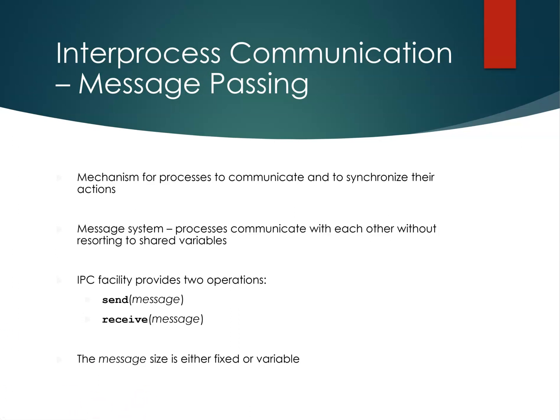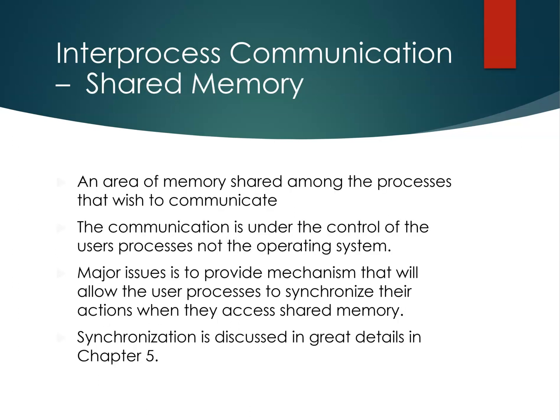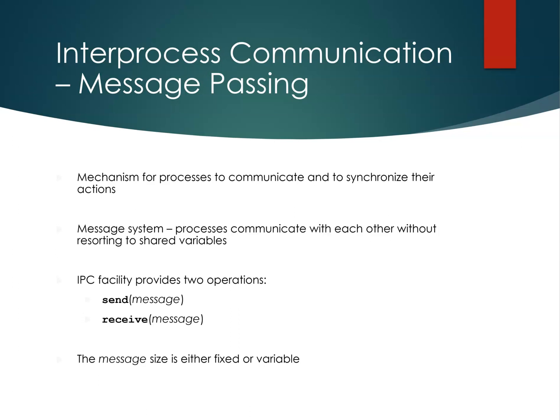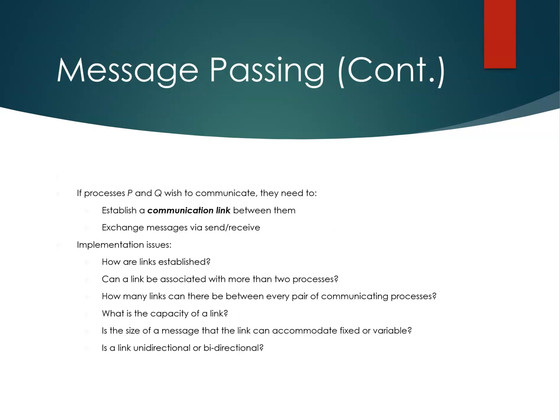The other approach is to use IPC, message passing. And the way that works is there's a message system that processes communicate with without resorting to shared variables. Typically, they'll have 2 operations, send and receive. The message size can be fixed or variable, and if process P and Q wish to communicate, they need to establish a link, and they exchange messages via send and receive.